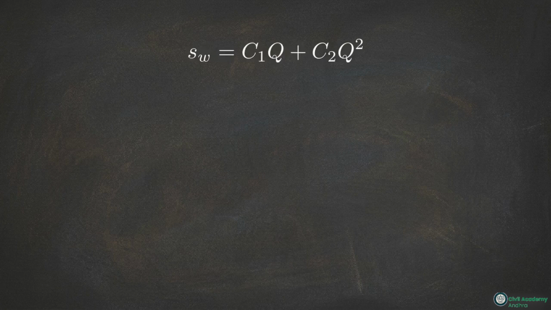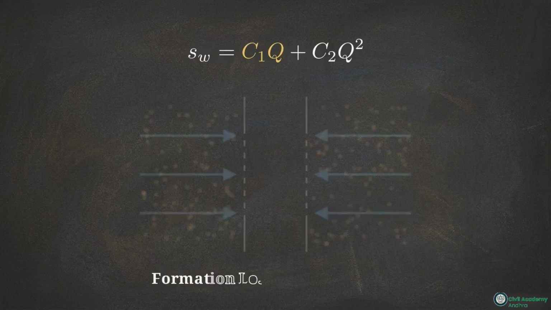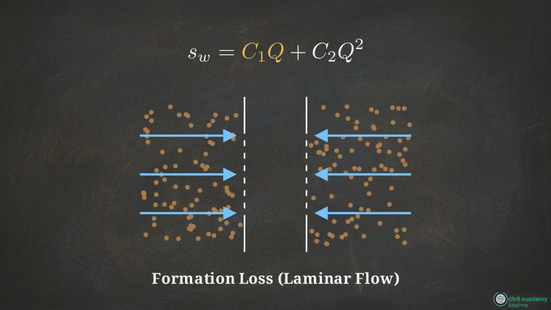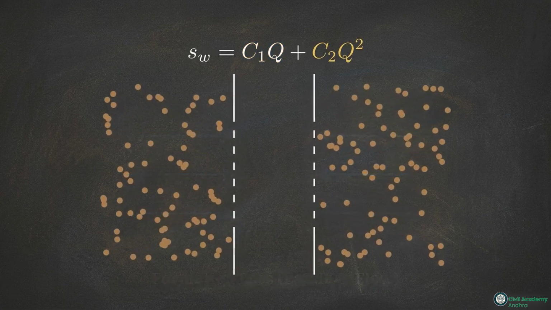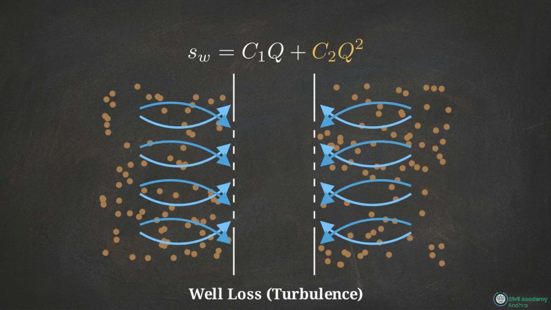The total drawdown in a pumping well, SW, comes from 2 physical causes. The first term, C1Q, is formation loss, the linear resistance as water travels through the soil. The second term, C2Q squared, is well loss, the nonlinear resistance caused by turbulence as water forces its way through the well screen.